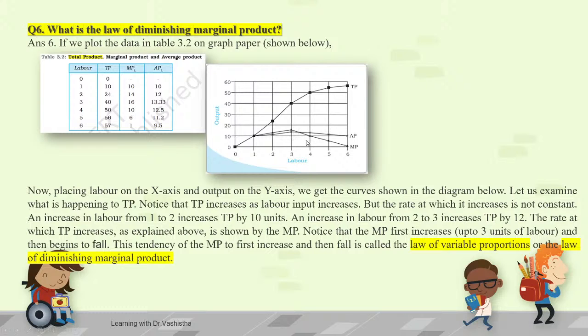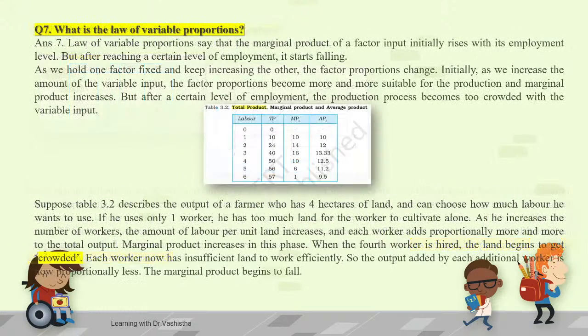Then it begins to fall, and this tendency of first increasing and then falling is known as the law of variable proportions or law of diminishing marginal product. You can see that marginal productivity of labor is increasing till 3 units of labor when the capital is being kept constant, but after 3 units it starts diminishing. It is increasing but at a decreasing rate. So this is the law of diminishing marginal product.